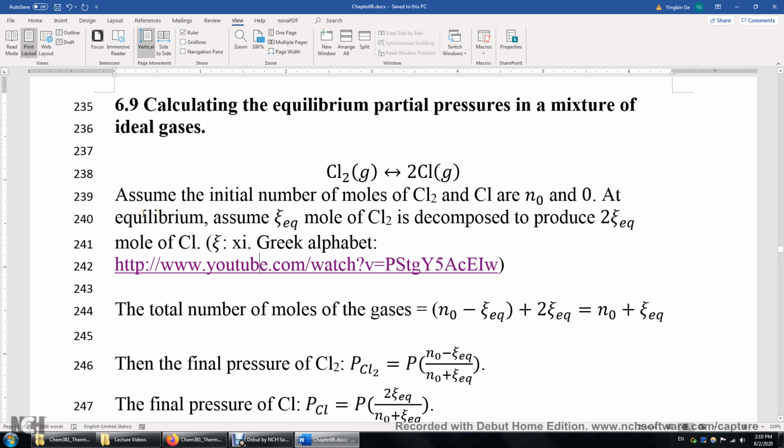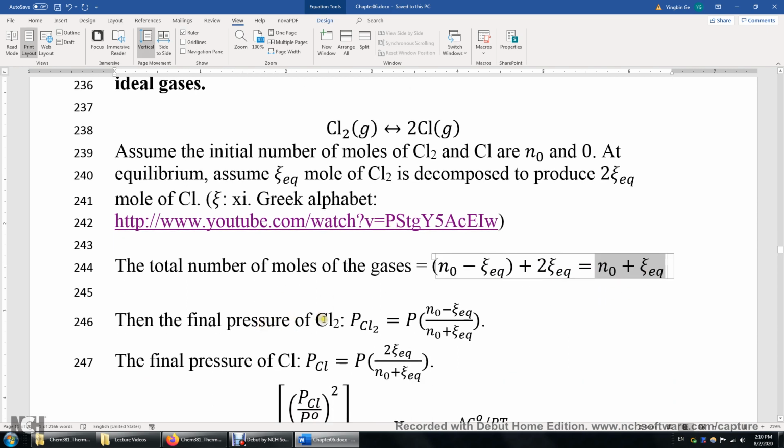Let's say at equilibrium, assume ξ mole of Cl2 is decomposed to produce 2ξ mole of chlorine atoms. And then the total number of moles of the gases is this. Over here, this part is the number of moles of Cl2. This is the number of moles of chlorine atoms. Therefore, we have n0 plus ξ mole of gases.